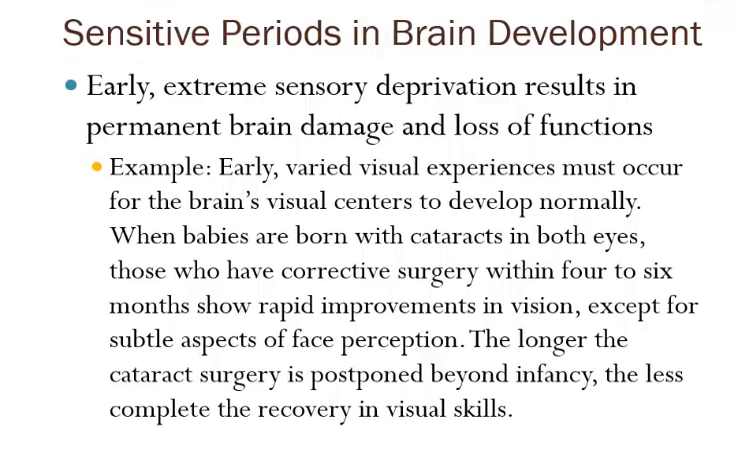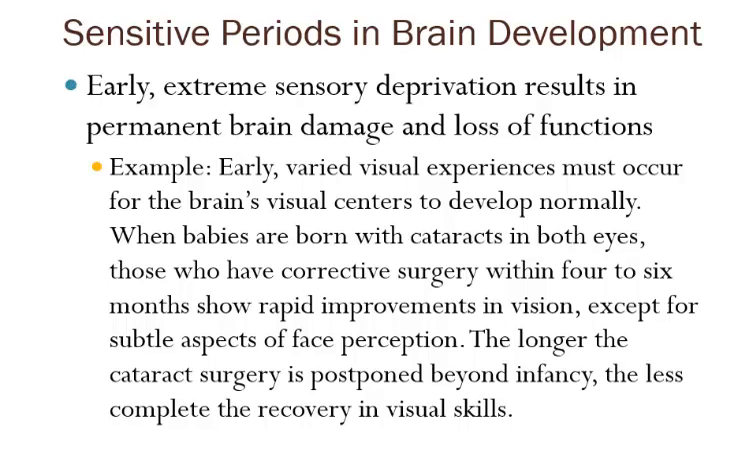Now, it's a lot more important for a newborn child or even a young child to experience and use his or her senses, even more so than an adult. Early extreme sensory deprivation can result in permanent brain damage and loss of functions. So, for example, if a baby can't see for whatever reason, say cataracts, or if you held a wool over a baby's eyes for the first year of life, when you took it off, the baby would be able to see, but the baby would not have the same level of functions.